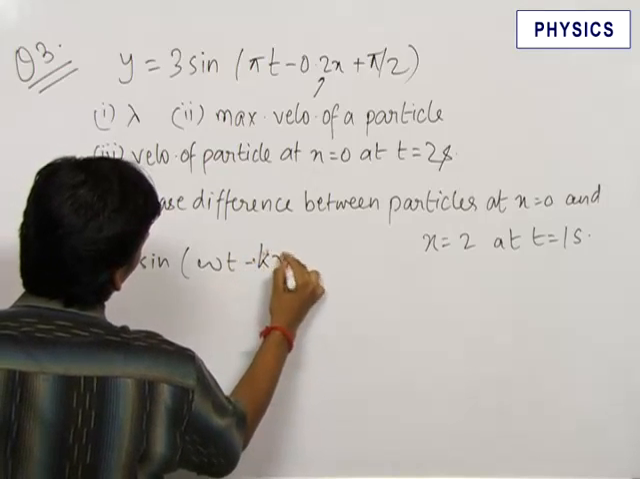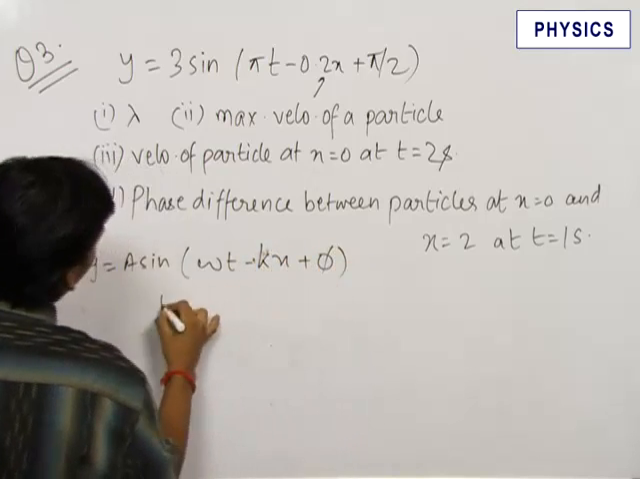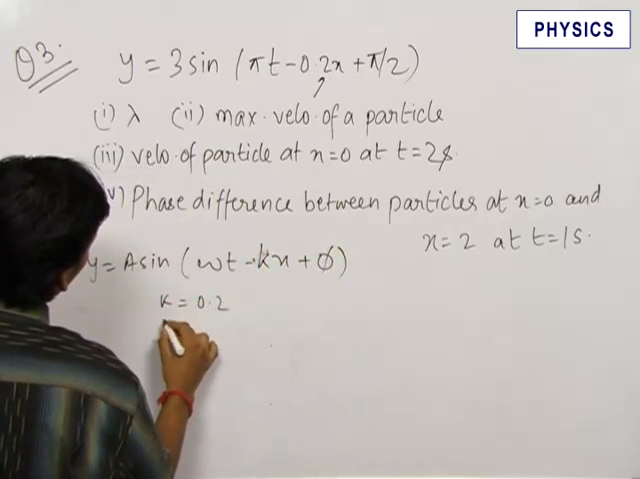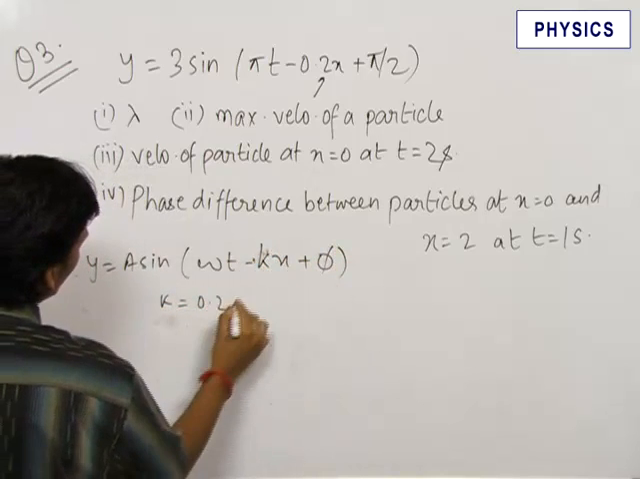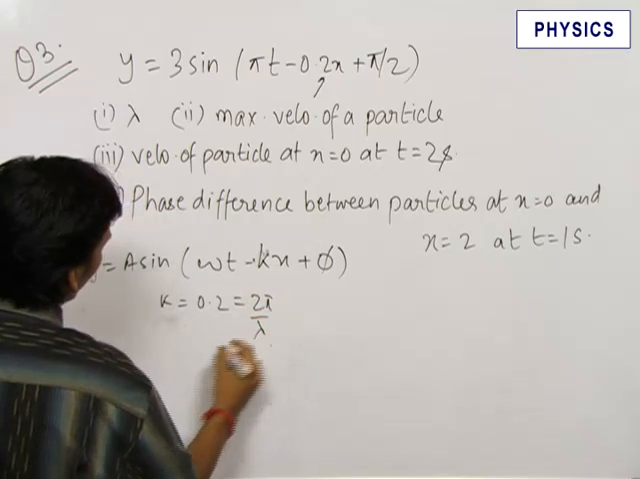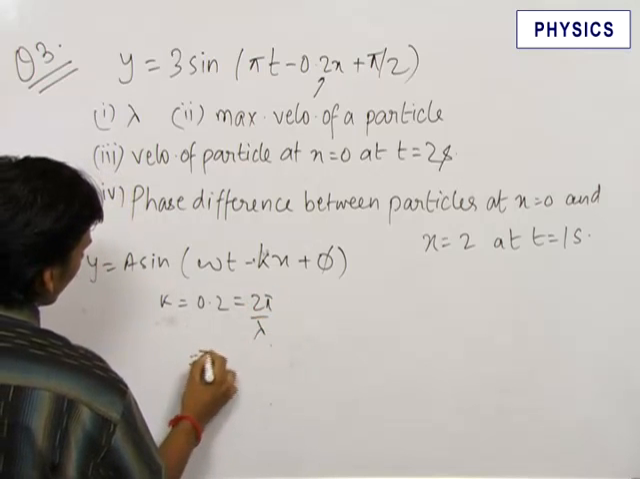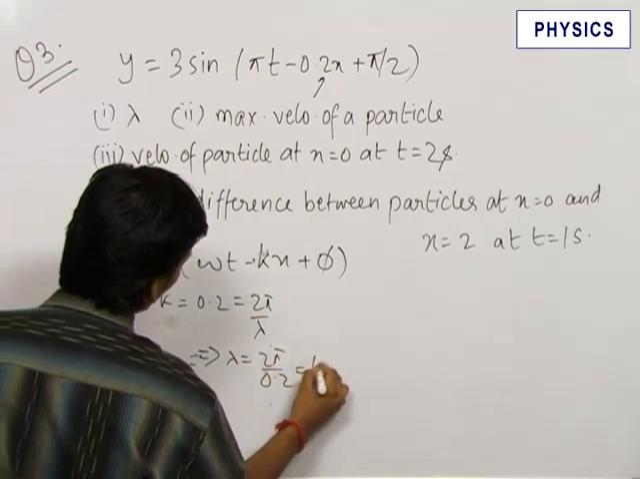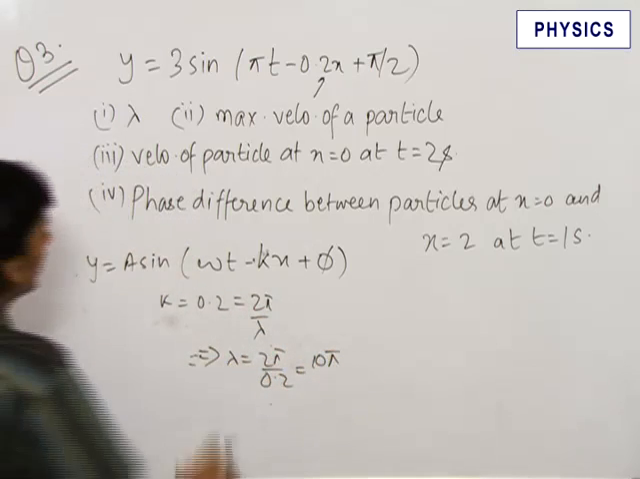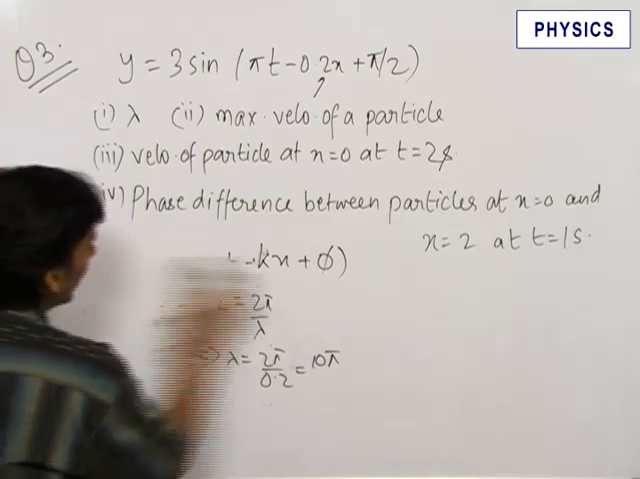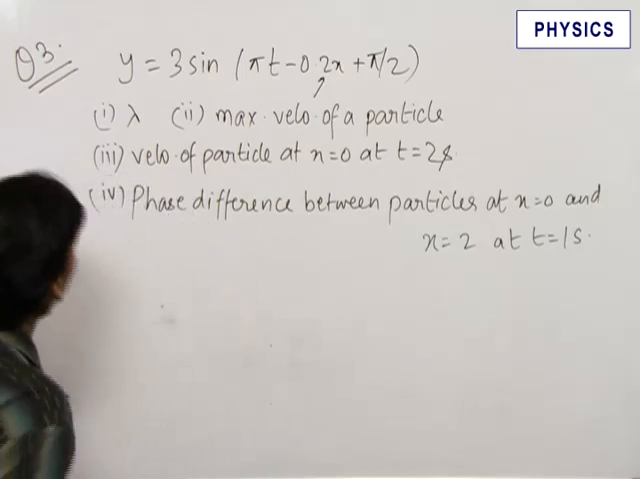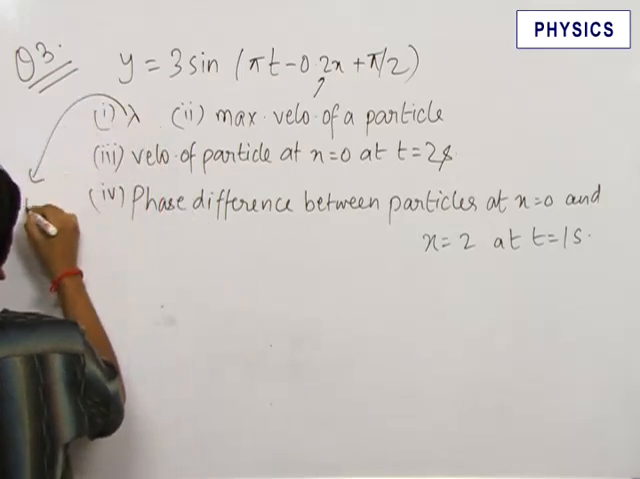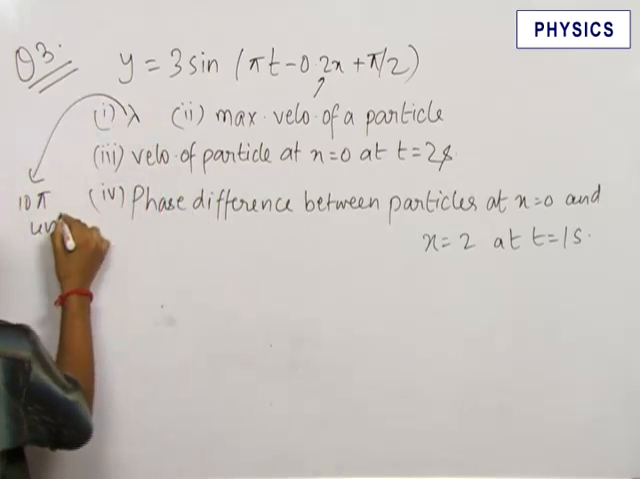Therefore, we know that the value of k is equal to 0.2. We know that k is equal to 2 pi by lambda. Therefore, lambda is equal to 2 pi upon 0.2, that is equal to 10 pi. So, our answer for the first part is, the value of lambda is 10 pi units.